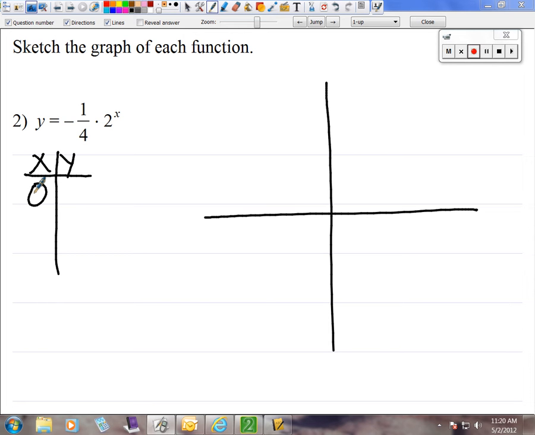All right. I have 1/4 times 2 to the 0. So I got 1/4 times 1, which is 1/4. Then it is negative. I'm sorry, you're correct. Didn't see the negative. Put that in there. Thank you. Now, this is why I didn't draw my lines yet.